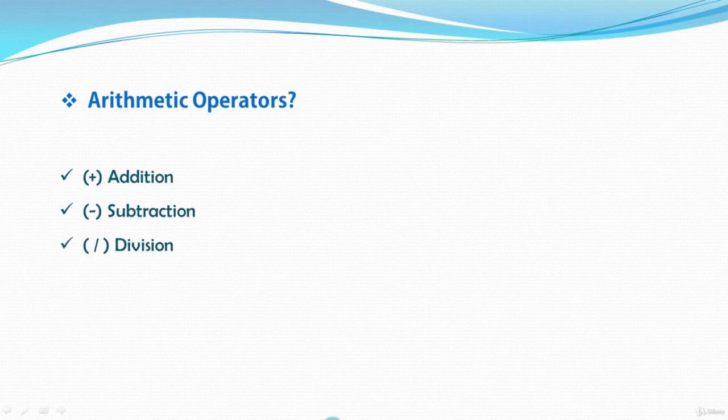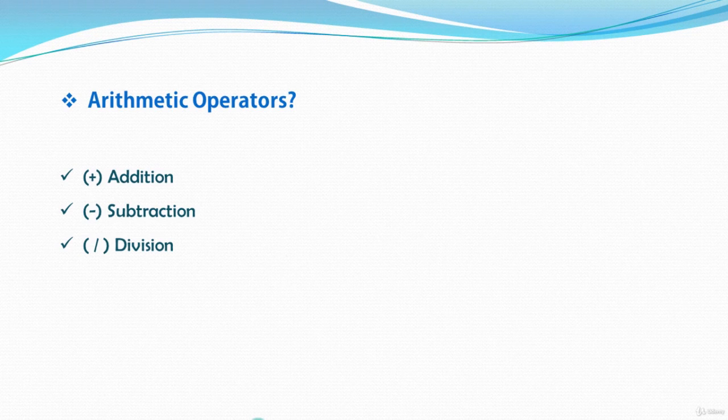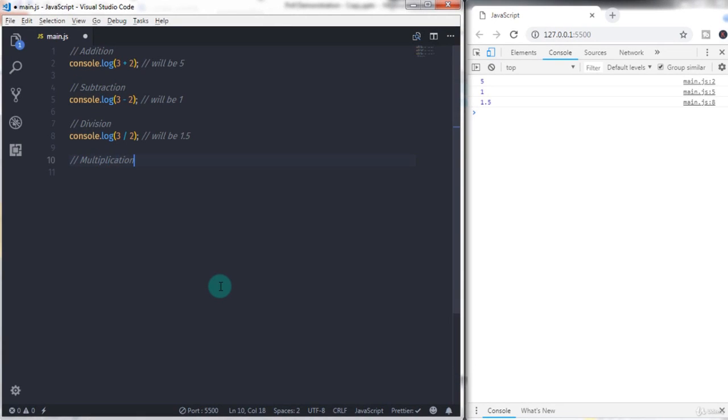Next, division. Division is used to divide two values. For example, 3 divided by 2. The result would be 1.5. This operator evaluates values left to right. Then the next one is multiplication. Multiplication is used to multiply two values. For example, 3 multiplied by 2. The result would be 6. This operator evaluates values left to right.